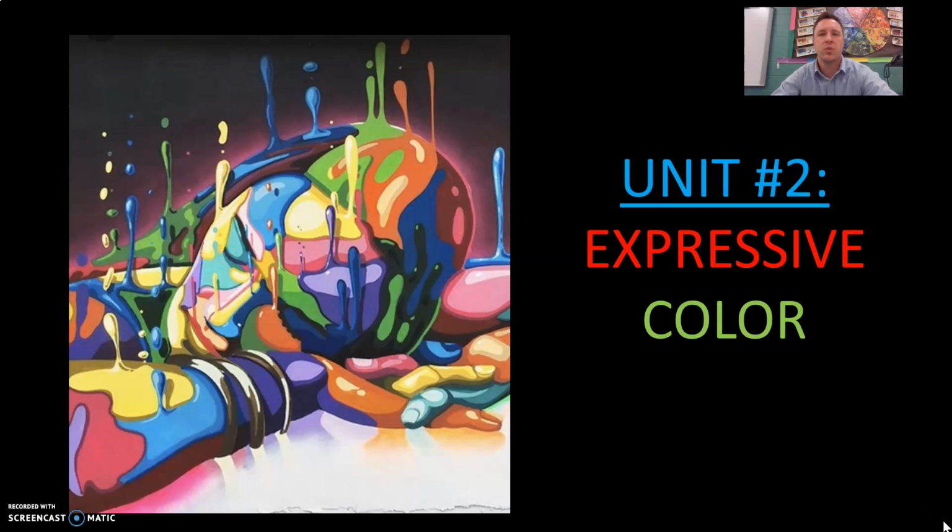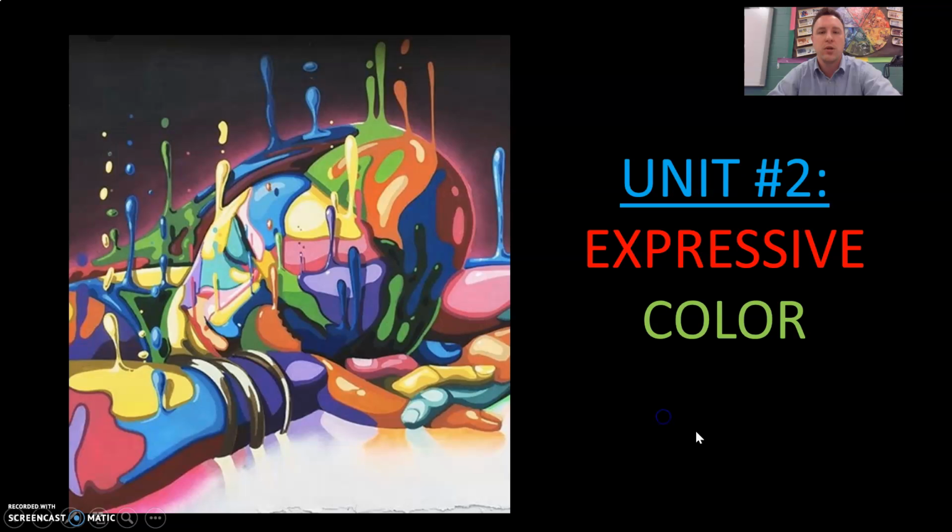Good morning, 8th graders, and welcome to unit number 2, Expressive Color. In this unit, you're going to be creating an abstracted artwork through your application of color, which is going to evoke some kind of emotion to the viewer. So whether you're trying to show something that's happy, that's sad, that's just angry, whatever your emotion is you're trying to invoke, your choice of color will make that clear.